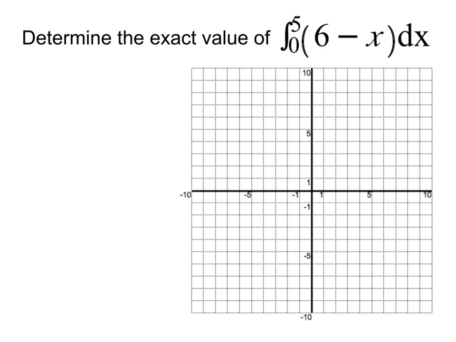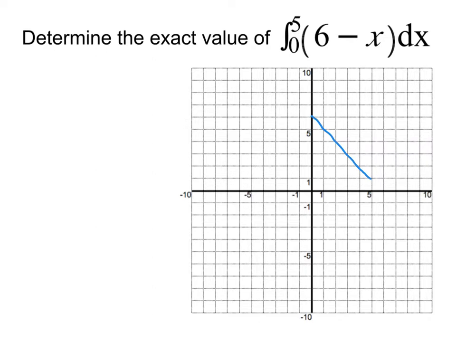But this one we can do, because think about what the graph of this would look like. If I graph 6 minus x, that means I start up at 6, and then I'm going down 1 over 1, a slope of -1. And we're specifically just looking at this section of the graph that's between 0 and 5.